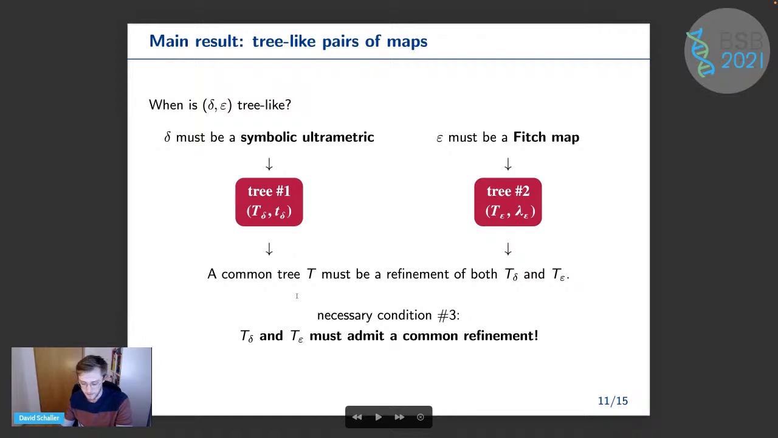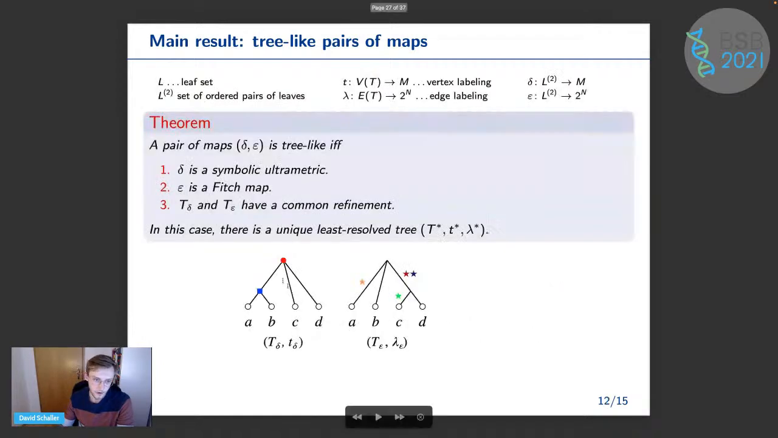So we could show that these conditions are actually sufficient now. So we get the following characterization of tree-like pairs of maps. A pair delta epsilon is tree-like if and only if delta is a symbolic ultrametric, epsilon is a Fitch map, in which case these two trees exist, and also they must admit a common refinement. So let's look at some example. Here we have a tree T delta obtained from a symbolic ultrametric, and then another tree T epsilon. Do they admit a common refinement?